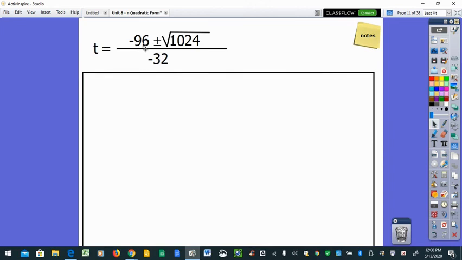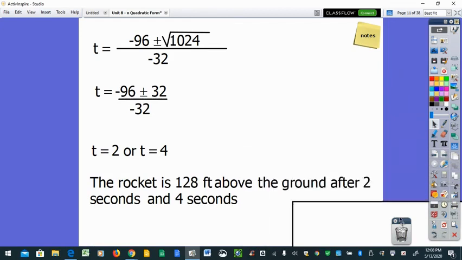which will be 1,024. So I pick up my calculator, negative 96 plus the square root of 1,024, hit enter, and then divide by negative 32. And then take negative 96 minus the square root of 1,024, hit enter, divide by negative 32. And you should see 2 or 4.